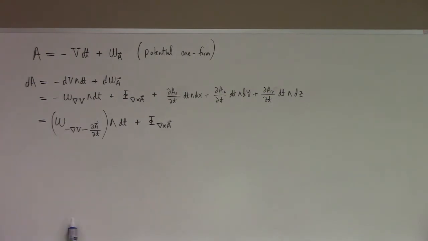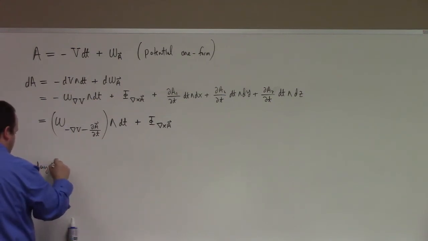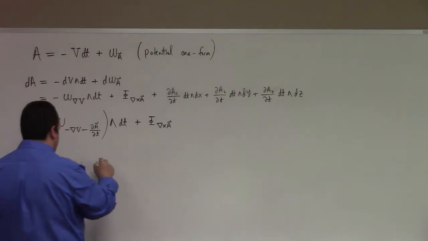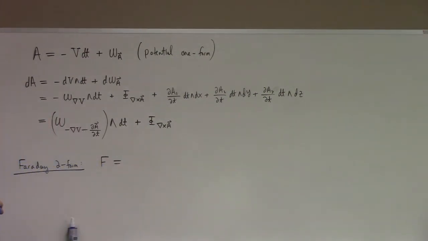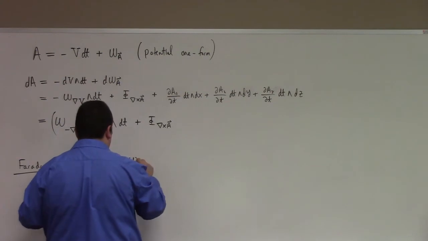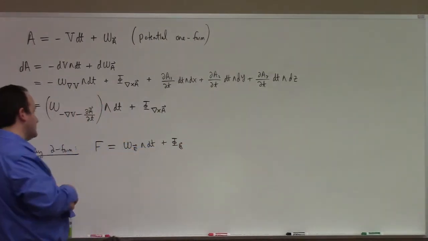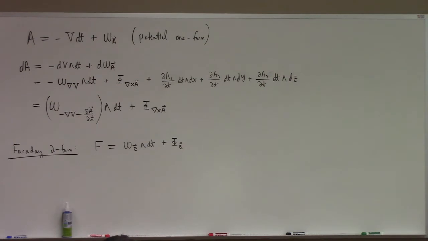Now, what did I define the Faraday 2 form to be last time? We used a capital F, and I said it was omega E wedge dt plus the flux form of B. So it looks like I'm off by a sign. I think we can fix this. Unless I've made a mistake.